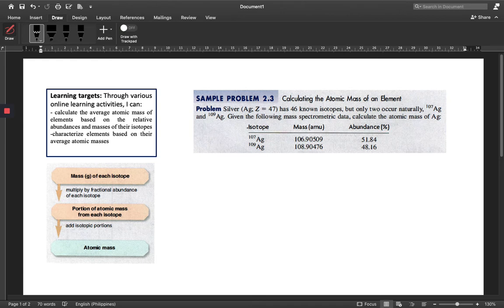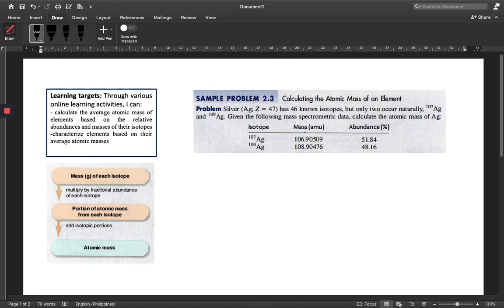Silver, with an atomic number of 47, has 46 known isotopes, but only two occur naturally. So we focus on those naturally occurring isotopes: 107 Ag and 109 Ag. Now, given the following mass spectrometric data, we can calculate the atomic mass of silver.